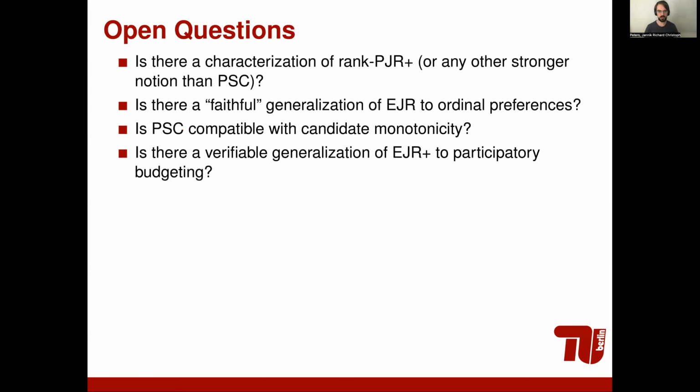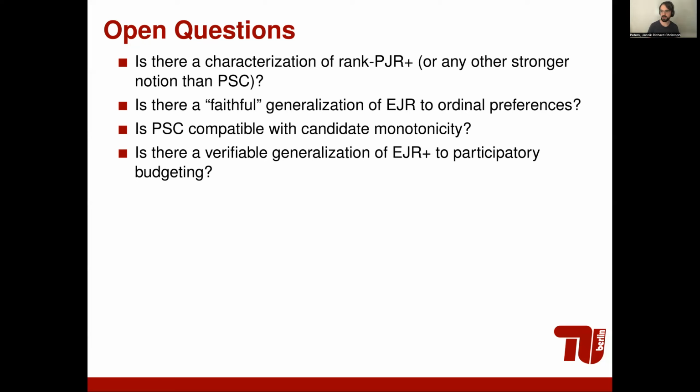Now there's a few open questions, namely people like to characterize stuff. And for the notion of PSC, there is a characterization, also by Aziz and Lee. But for anything stronger or anything in the prover world, there is none. Can we find a characterization, a nice one? I think that would be quite cute. Can we find a faithful EJR generalization, since rank EJR plus doesn't work? Is the notion of PSC compatible with candidate monotonicity? That's a very tricky open problem.